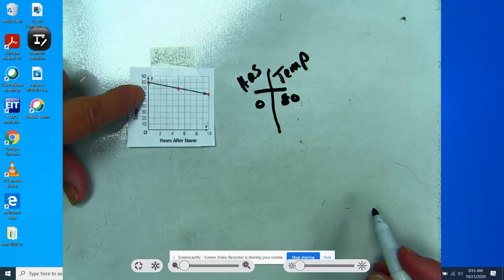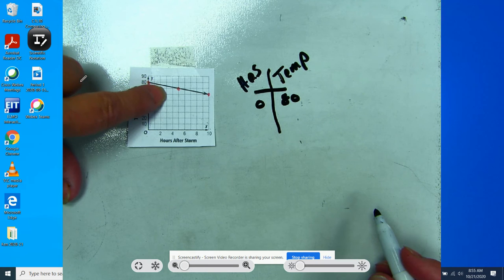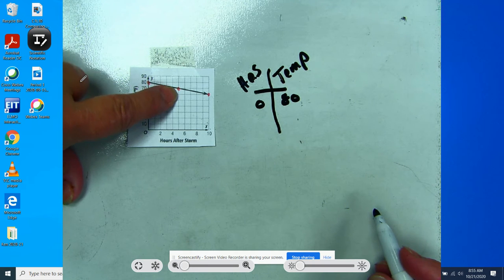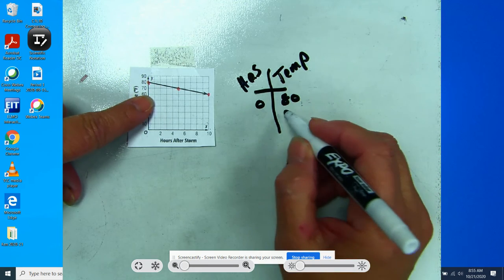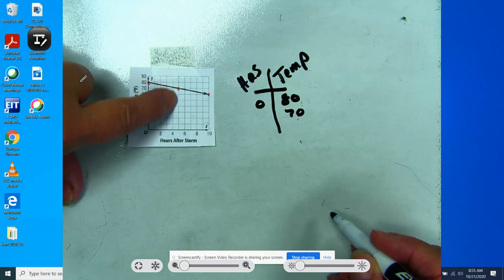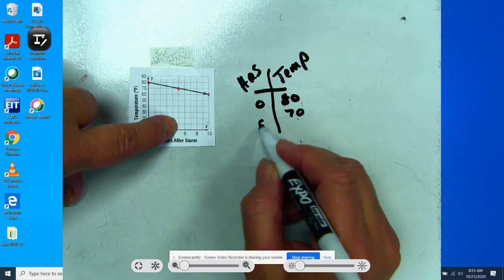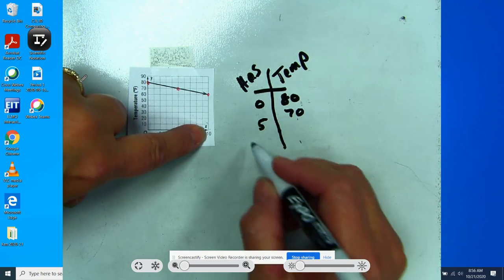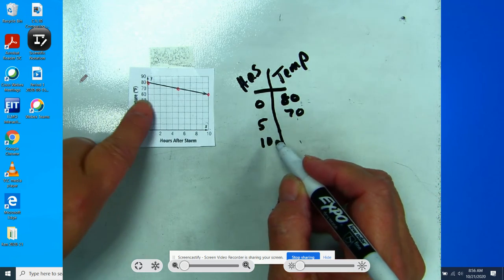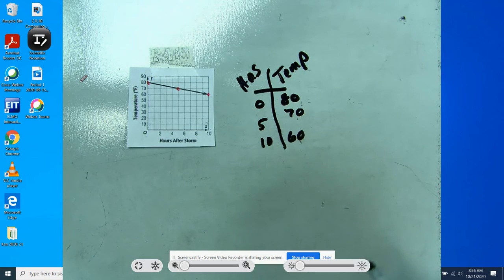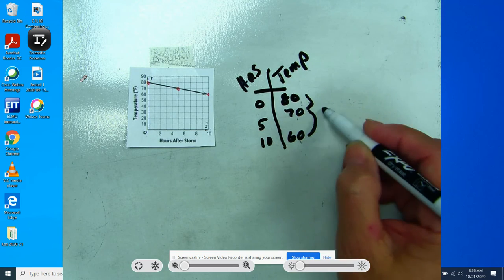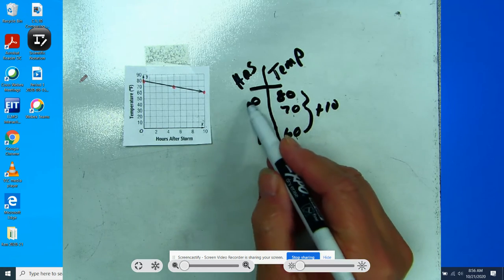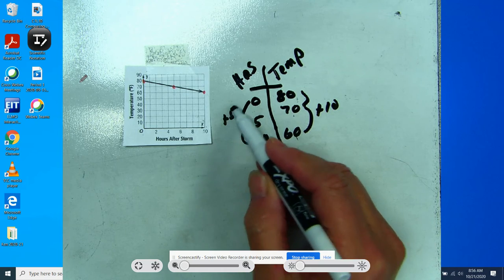Here is another point. You see how these points aren't quite on a line, but this one is? This is our next point. That one is at 70, and we come down here, and it's at 5. Then our next one is here at 10 and at 60. So our change here is plus 10. Our change here is plus 5.